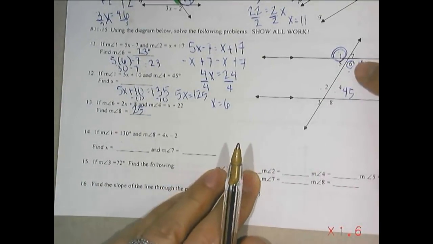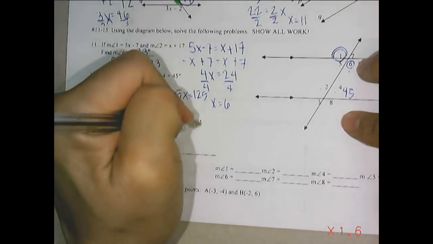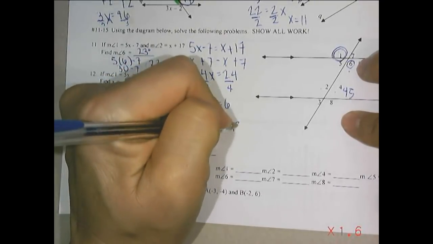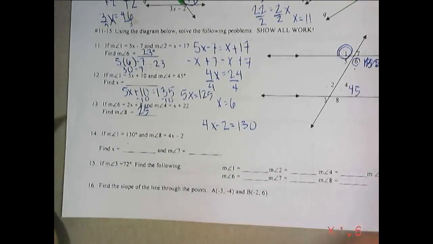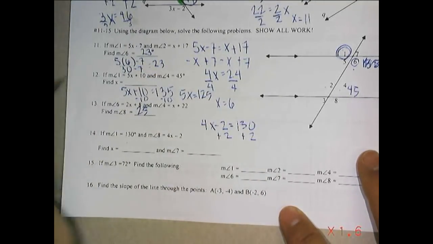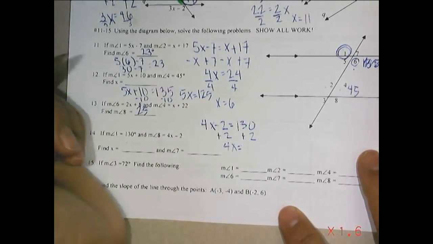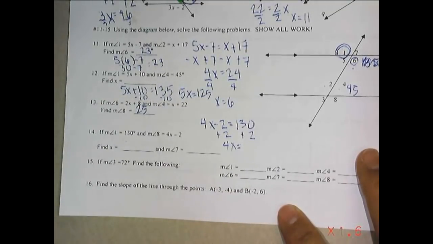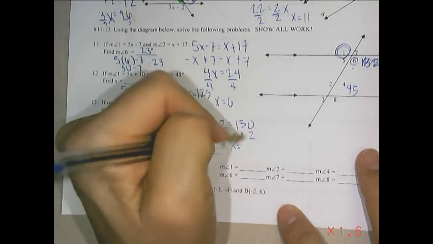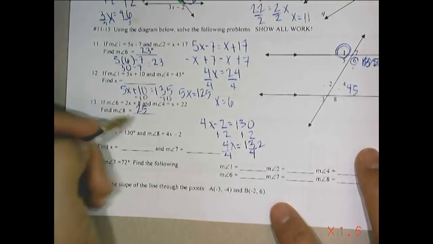And then angle 6 and angle 8 are corresponding. So I can actually take 4x minus 2 and set it equal to 130. I'll add 2 and add 2. And I'll end up with 4x equals 132. I'll divide by 4 and divide by 4 and get x equals 33.